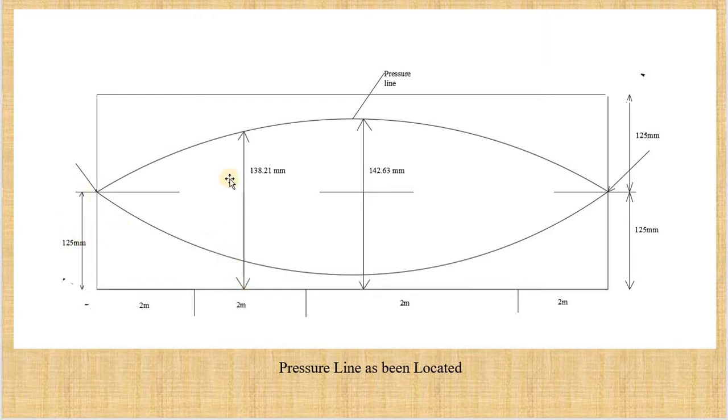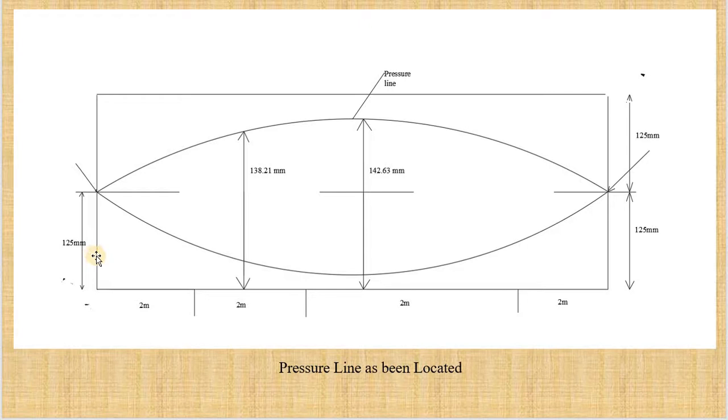The next one is exactly at the quarter. So at the quarter, here you should do some little correction. Sorry, the 2 meter will come here. From here to here it is 2 meter. Please correct this. So at 2 meter distance, it is 138.21 mm, and this value is for the midspan.